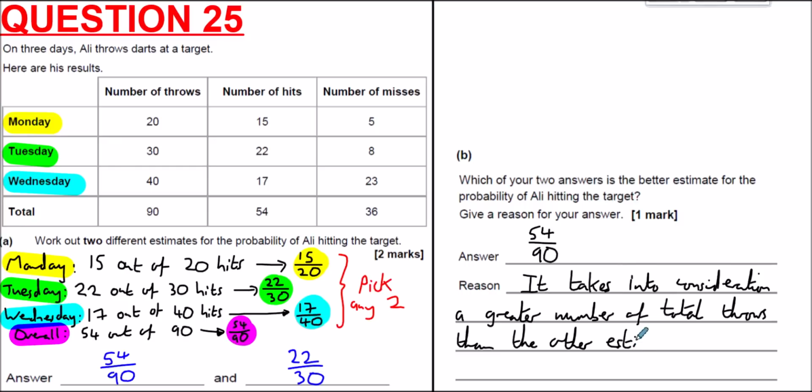Teachers tend to like to talk about the number of trials increases the accuracy of an experiment. So by trial we mean here how many times the experiment's repeated. In his case, how many times the darts are thrown. So the more throws we can go off, the more reliable the data. So 54 out of 90 takes into account 90 throws. I'd rather go off 90 throws than go off 30 throws.